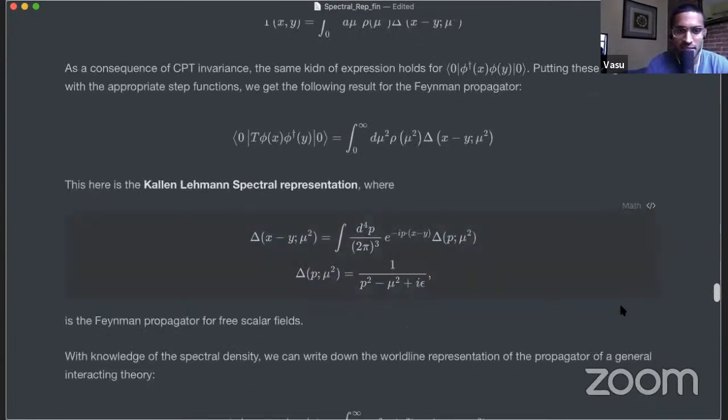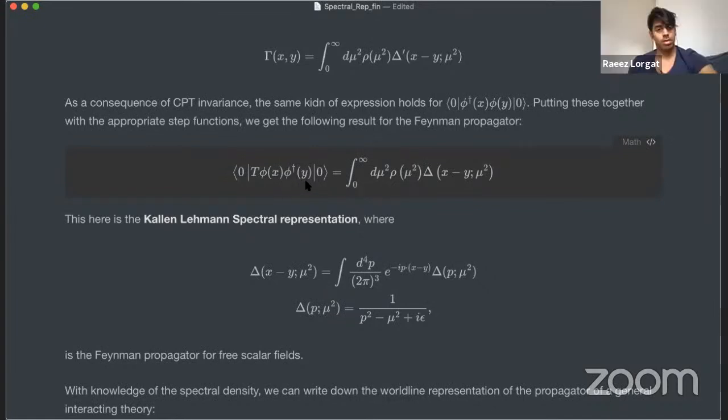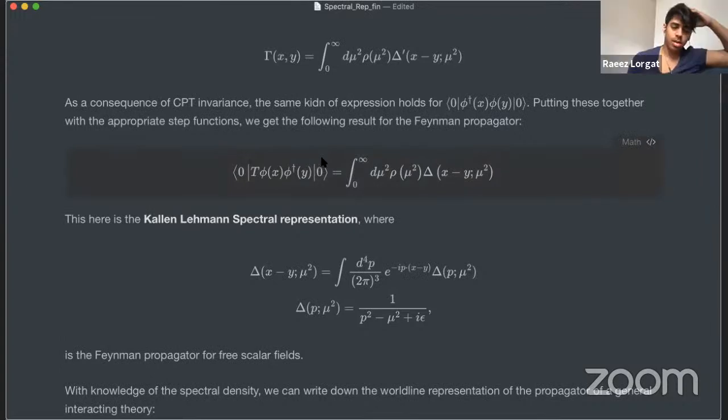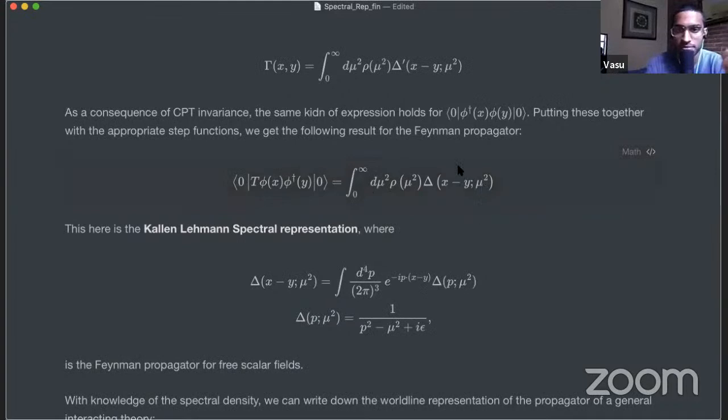You basically see that the time-ordered product of the field functions, the G of x, y that I was talking about before. So it's really not the same as gamma, because gamma was just the Wightman two-point function, right? This is the Feynman propagator. It is still given by the weighted average over free field Feynman propagators with this quantity rho of mu squared.